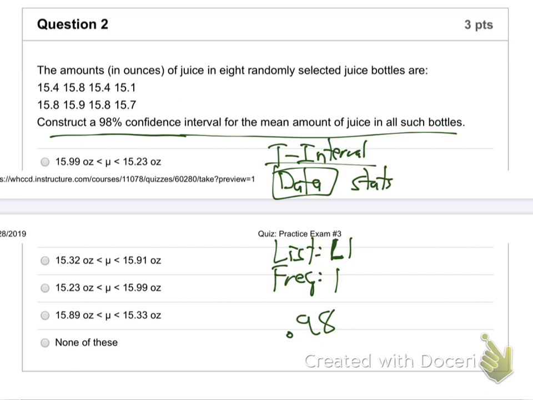And see if you're getting what I'm getting. I'm getting 15 point, what do they want? They look like they're all 2 decimal places. 15.32, comma 15.91. Oh yeah, there it is. All right, we're rolling. Pretty easy so far? All right, on we go.